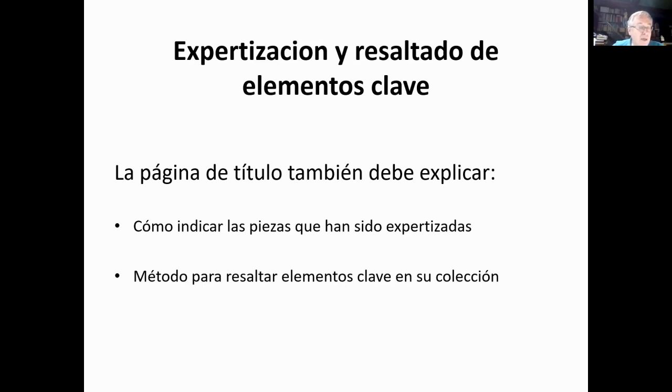And on your title page, it is helpful to state simply and briefly, this is how I'm highlighting my key items. Again, is there one perfect way to either highlight items that have been expertized or one perfect way to highlight key items? No. Provided you choose a consistent way, provided it's subtle and neat and attractive, and you explain what it is, it's fine. But please don't emphasize too many key items. It's one of the mistakes that many people will make. Next.